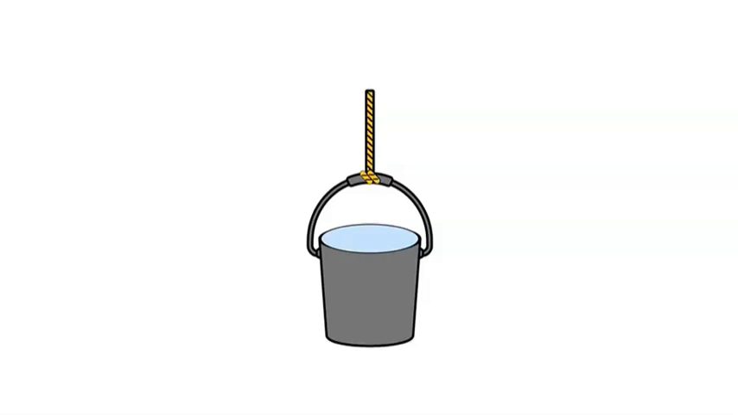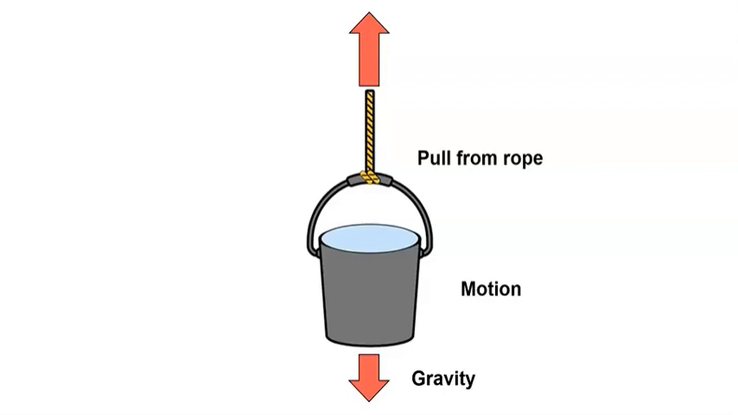Let's include an arrow here to show the force of gravity pulling down on the bucket. We also need to include an arrow here to show the upward force exerted on the rope. Should we include anything else? What about motion of the bucket? Well, since the upward force exerted by the rope on the bucket is stronger than the force of gravity, the bucket will move up. Great.